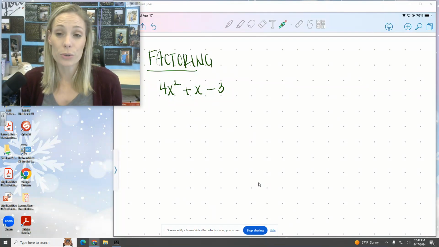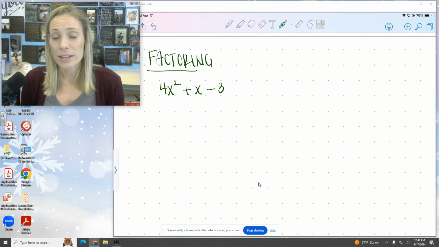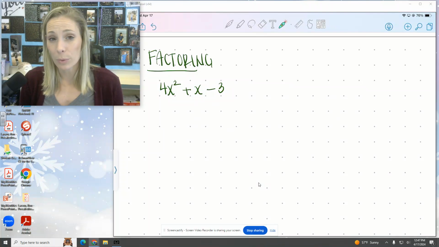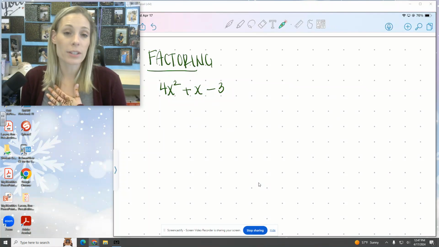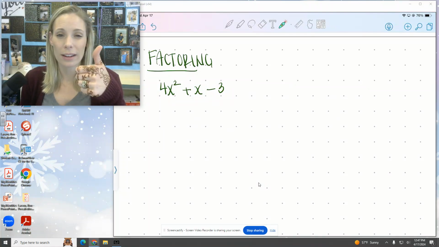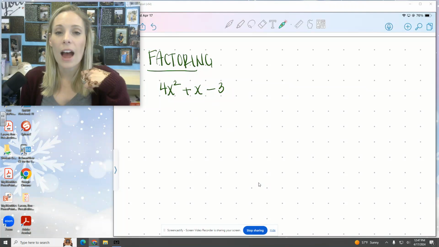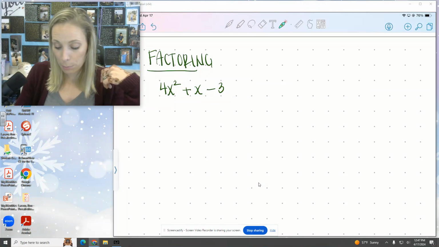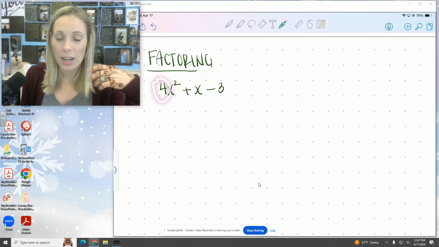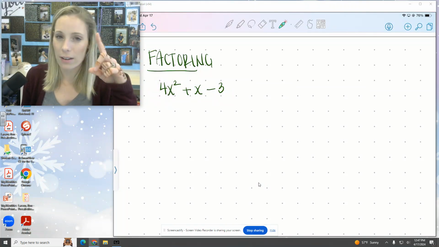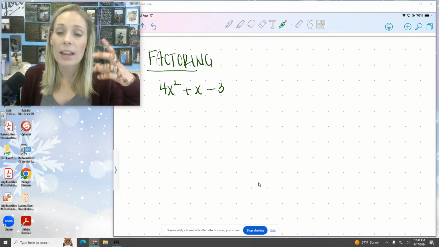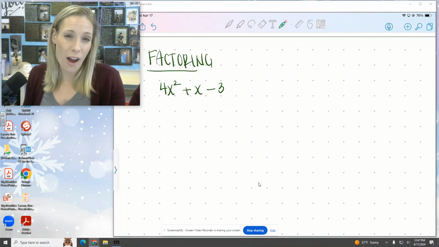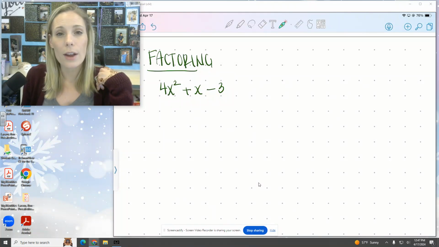So you can choose how you factor this depending on what you're most comfortable with. I personally am most comfortable with guess and check and factor by grouping. I guess and check when I have a prime number right here. I don't have a prime number right there. I'm not going to guess and check for this one. If guess and check is not the option that I choose, I almost always choose factor by grouping.